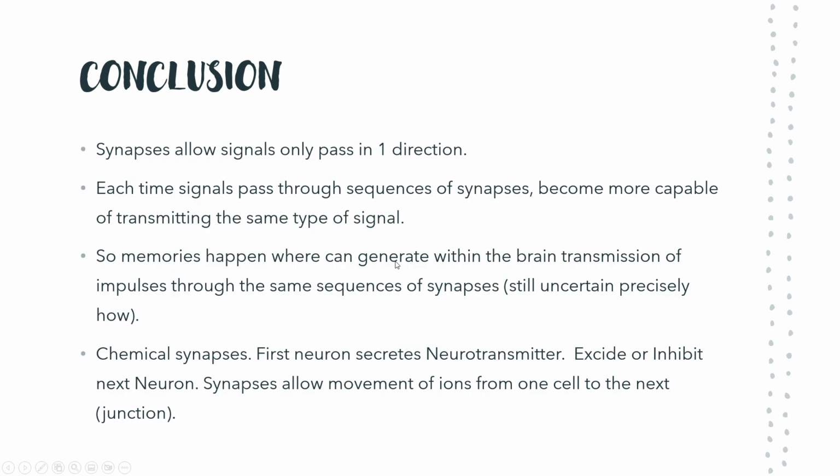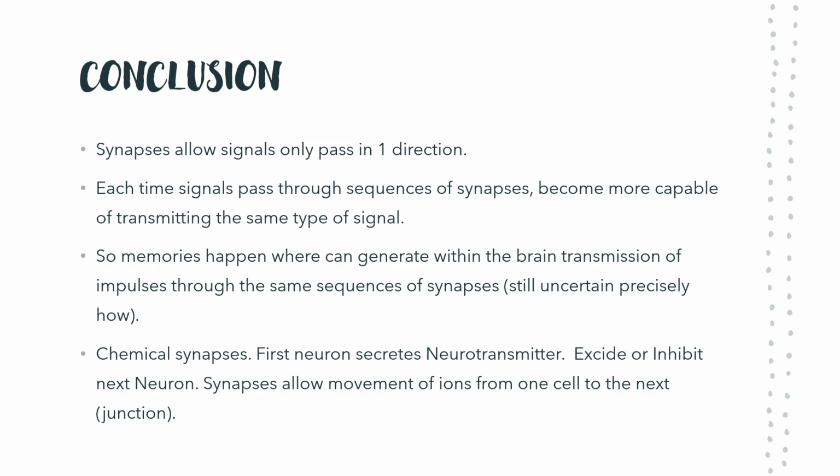In conclusion, this is what additional things we have to learn. Synapses are very important because they allow signals to pass in one direction. Otherwise, ions or neurotransmitters will go backwards. If you go backwards, then the signal cannot reach the destination. So synapses allow only one direction.